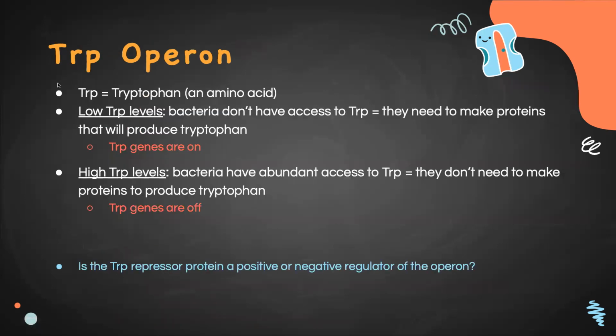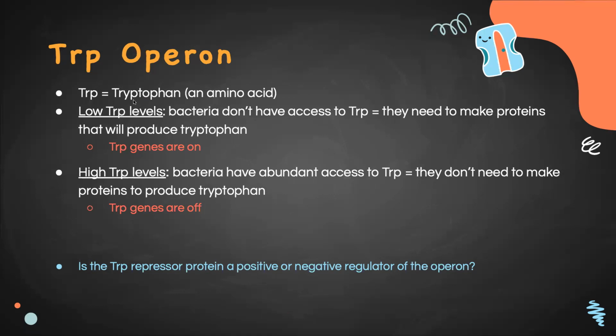Okay, so specifically focusing on the trp operon, trp stands for tryptophan, which is an amino acid. I think one of your questions on the problem set this week was asking if tryptophan itself is a repressor or not, and the answer is it's not a repressor. It can be a co-repressor in this case, but tryptophan itself is just an amino acid. It doesn't really do anything on its own other than act as an amino acid to add onto a polypeptide chain.